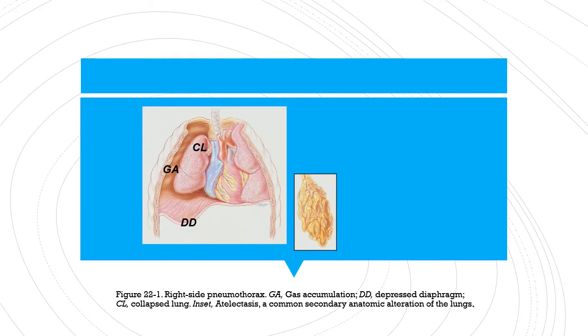This shows a right-sided pneumothorax, with gas accumulation seen in GA, a depressed diaphragm, DD, and a collapsed lung. The inset shows atelectasis, which is a common anatomic alteration of the lung.